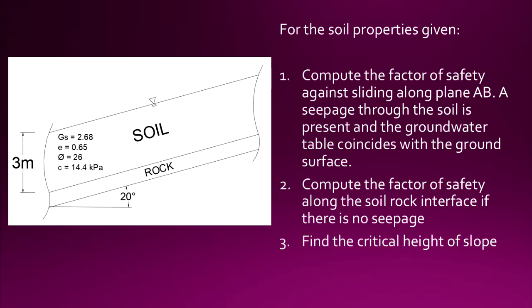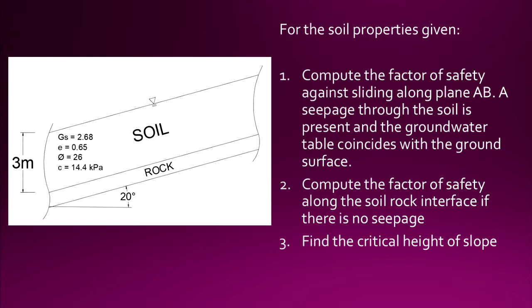For this first situation, for the soil properties given, we have a specific gravity of 2.68, a void ratio of 0.65, an angle of internal friction of 26 degrees, and a cohesion of 14.4 kilopascals. The height of the soil is 3 meters, and the angle of the slope is 20 degrees.